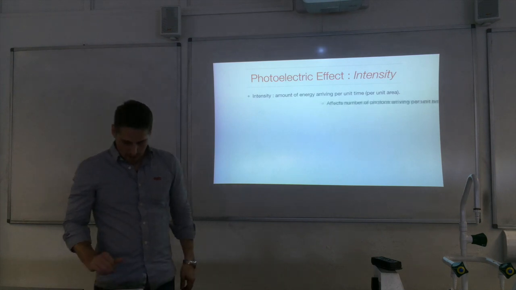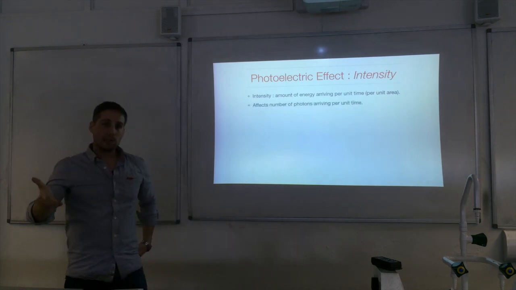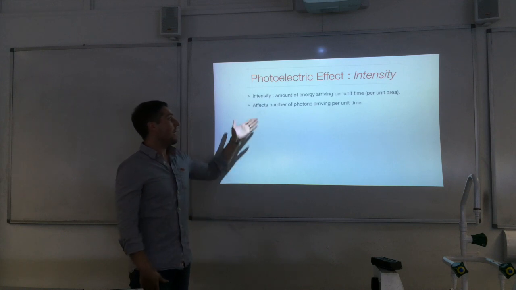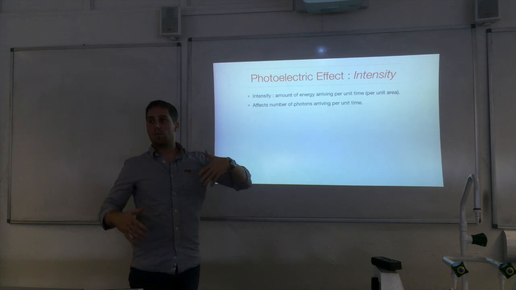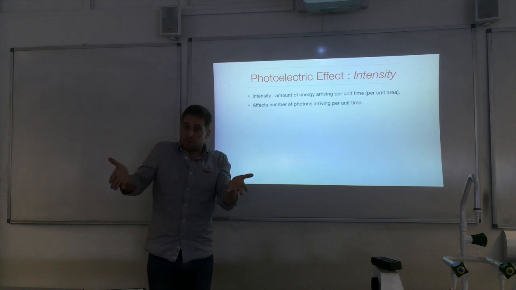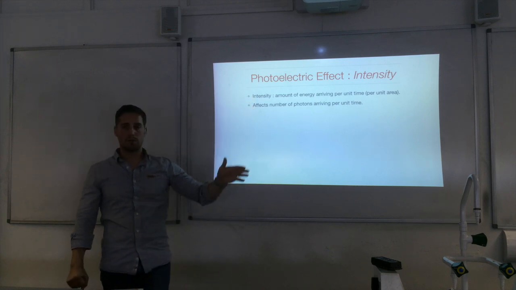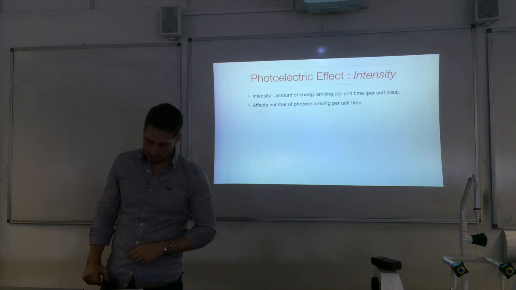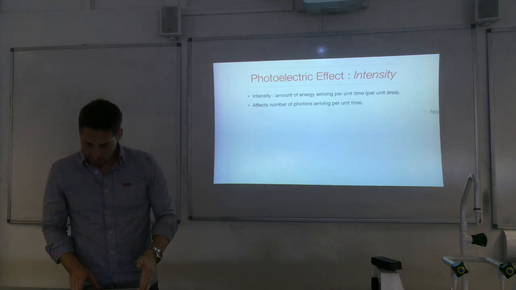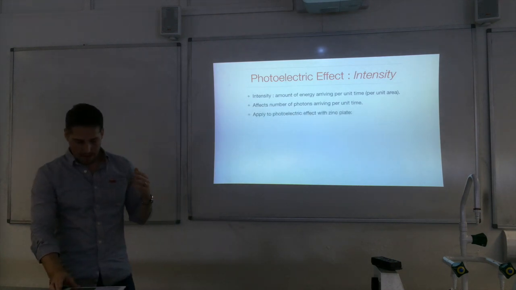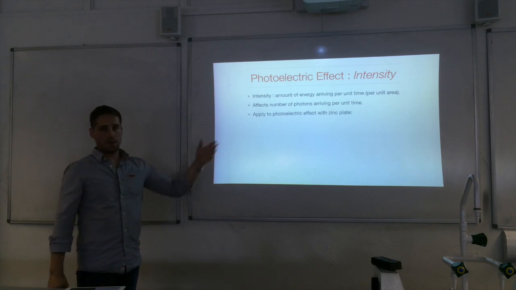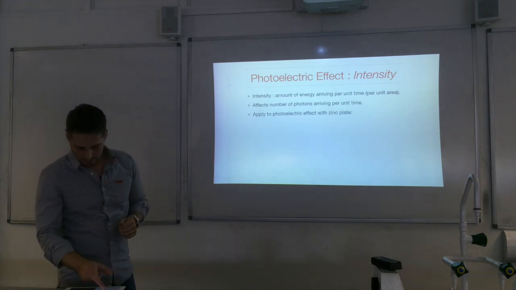So, if we have higher intensity, that means we've got more energy, and how is that energy made up? It's made up of photons, so we get more photons arriving. So the intensity affects the number of photons arriving per unit time. Let's apply that to our zinc plate and the photoelectric effect.